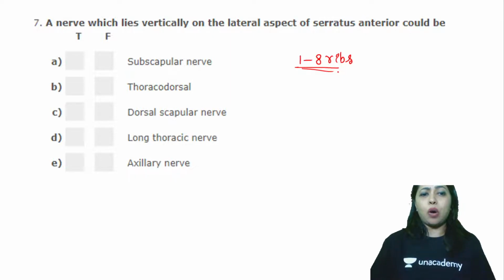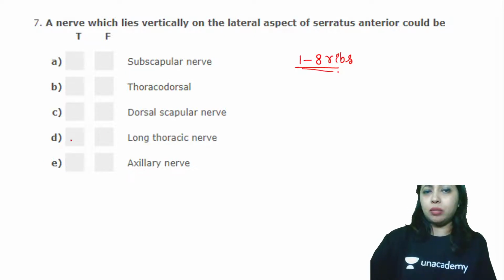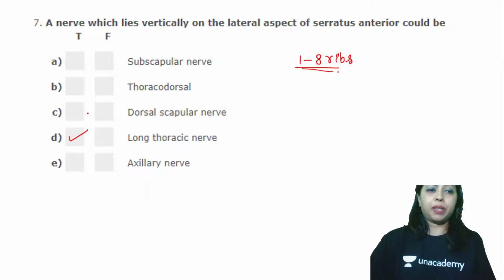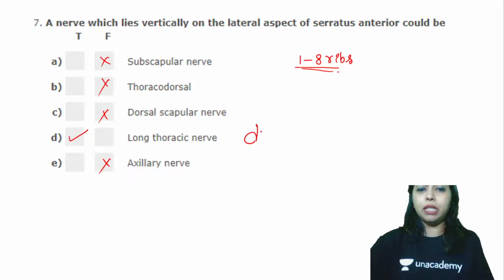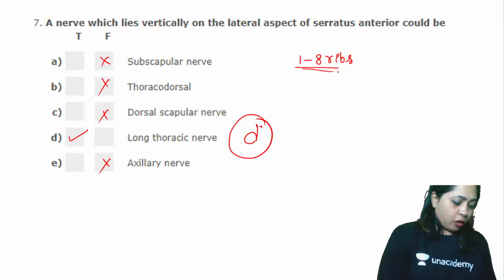Since the long thoracic nerve supplies the serratus anterior, it also lies lateral to the serratus anterior. We would pick vertically moving muscle and vertically moving nerve is long thoracic. Rest of the things is no. So the answer here is D. That is lateral. There is also a medial aspect, there is a nerve, that is thoracodorsal, but we have to pick the one which is on the lateral aspect. All right, let's see what we have. Next.